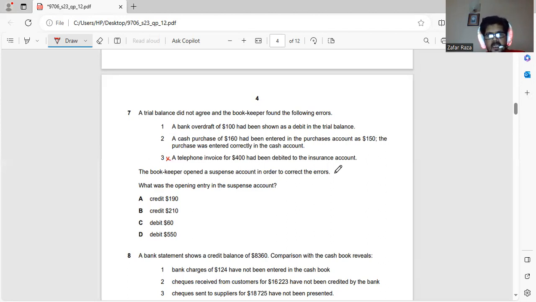Now, when we rectify, bank overdraft usually has a credit balance. So if we have debited bank overdraft, it means we have to debit suspense account by 200. Getting my point clear? Okay. What we have to do, we are going to make a T account over here. Please don't laugh at my T account. I'm not good at drawings. This is suspense account.